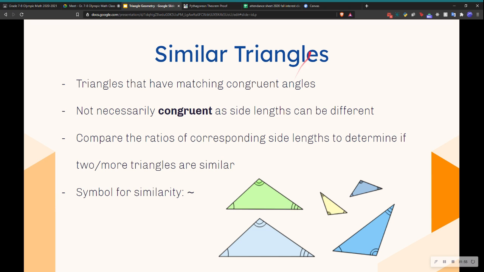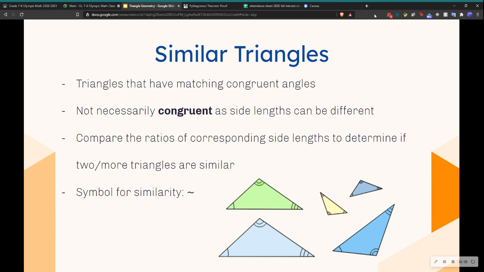So here's an example. Say you have an equilateral triangle with side length of 1, so all three side lengths are equal to 1. And say you have another equilateral triangle with side length of 2. So they're obviously not congruent to each other because the side lengths are different, but they're similar to each other because their angles match with each other. Like all equilateral triangles, they have 60, 60, 60 degree angles. So that means all equilateral triangles are similar to each other, actually. It's good to note.